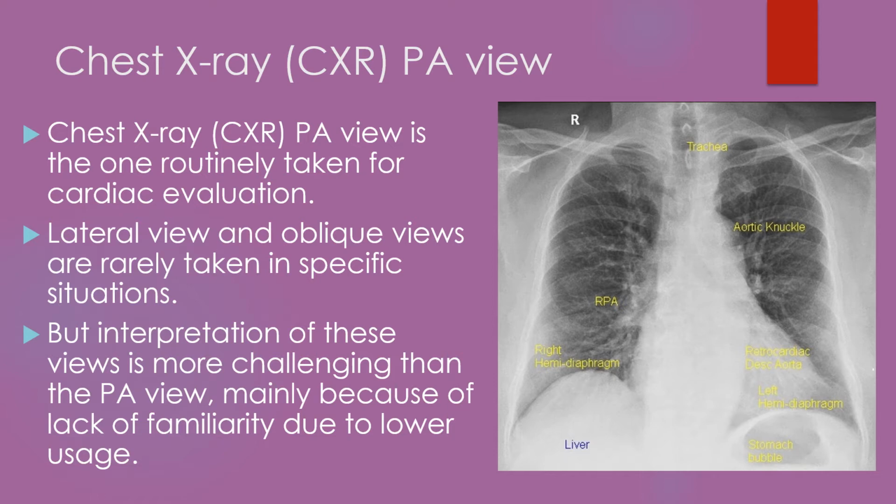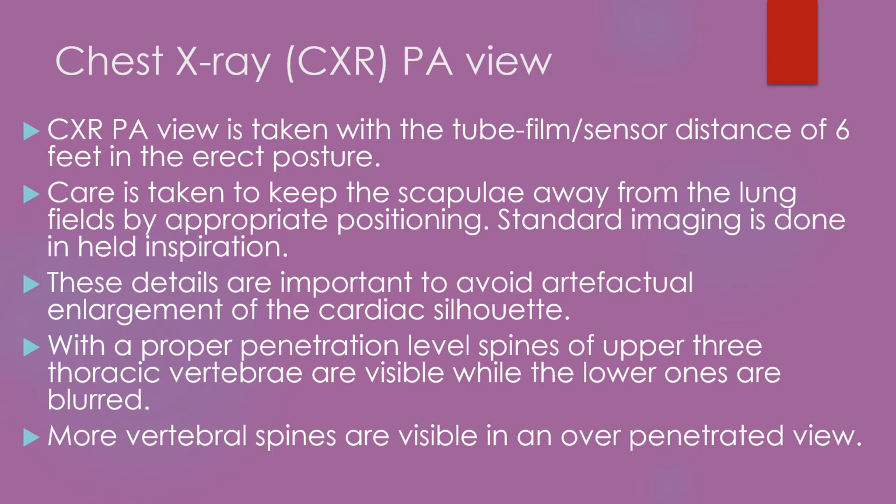lower usage. Chest X-ray PA view is taken with tube film bar sensor distance of 6 feet in the erect posture. Care is taken to keep the scapulae away from the lung fields by appropriate positioning. Standard imaging is done in held inspiration. These details are important to avoid artifactual enlargement of the cardiac silhouette. With a proper penetration level, spines of upper 3 thoracic vertebrae are visible while the lower ones are blurred. More vertebral spines are visible in an over-penetrated view.